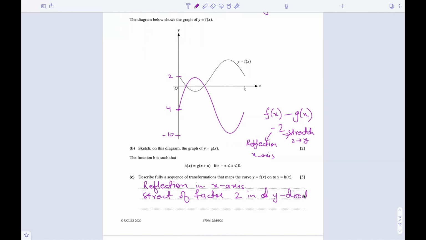And finally, the x plus pi represents that the graph will move minus pi in the x direction. So finally, we'll have a translation of minus pi in the x direction.